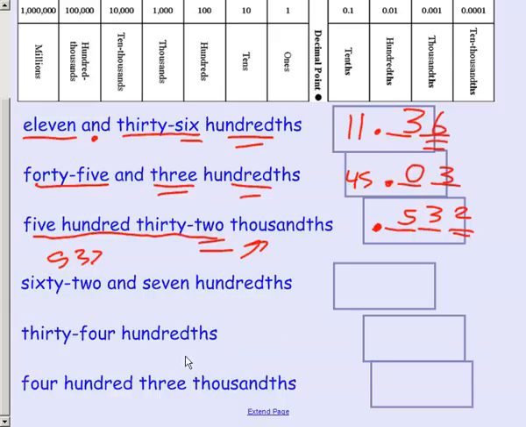Try these three on your own. Pause the video and check your work. All right, so go ahead and see how you did. 62 and 7 is in the hundredths place. 34 hundredths. 4 is in the hundredths place. There's no whole number. 403 thousandths, no whole number, 403, and the 3 is in the thousandths place.